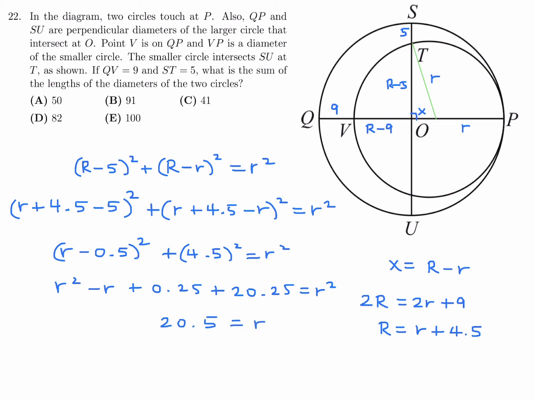All right, great. And then big R, we can calculate with this formula. It's small r plus 4.5, so that's going to be 25. Now what do they want? The sum of the lengths of the diameters of the two circles. Okay, so the diameter of this, we can call it small d, is 2 times 20.5, so that's 41. The diameter of this is big D, which is 2 times 25, which is 50. So the sum of the diameters would be 41 plus 50, and of course that is 91. So number 22, the answer is B.